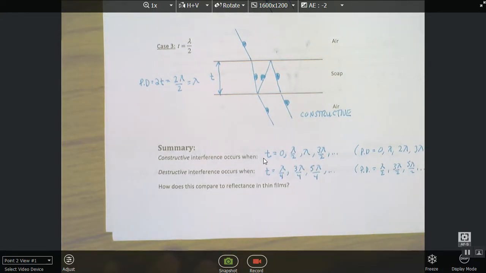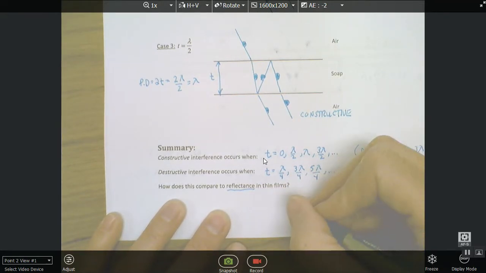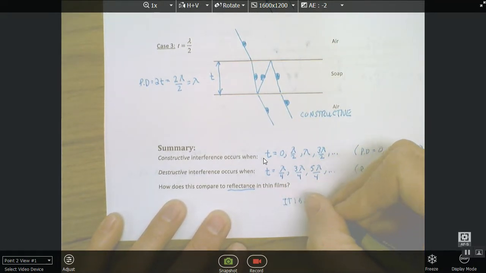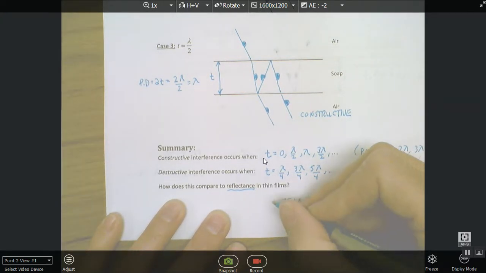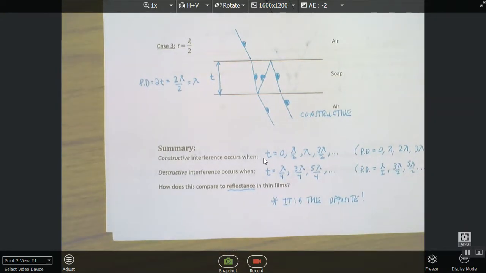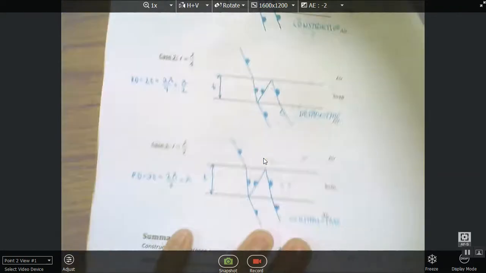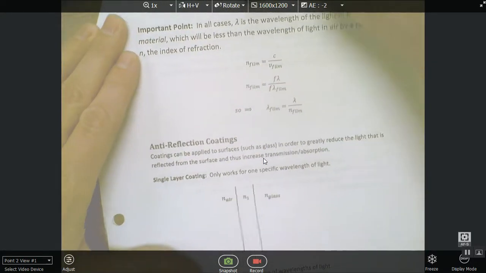How does this compare for the reflectance? It is the opposite. And clearly that makes sense. Conservation of energy says that that would be the case. You can't have destructive interference on both sides, like the light would be gone. Okay, very important nuance to all of this. And we'll look at an applet that shows this.